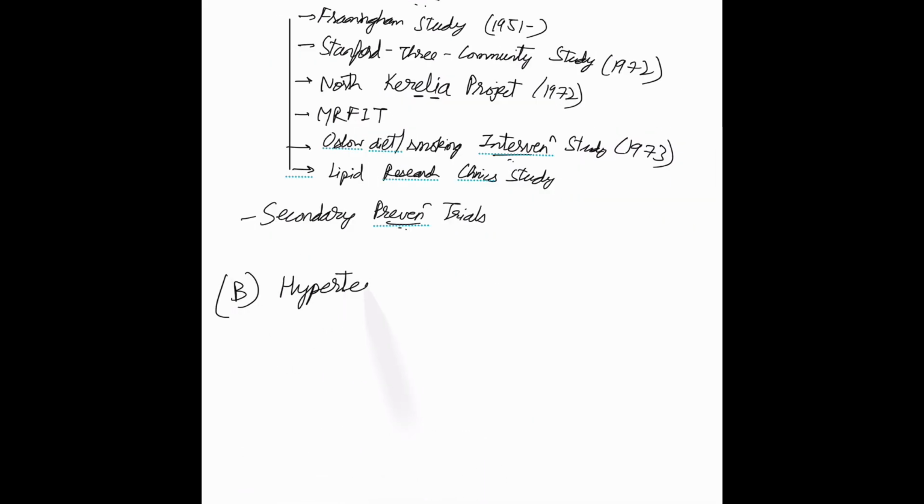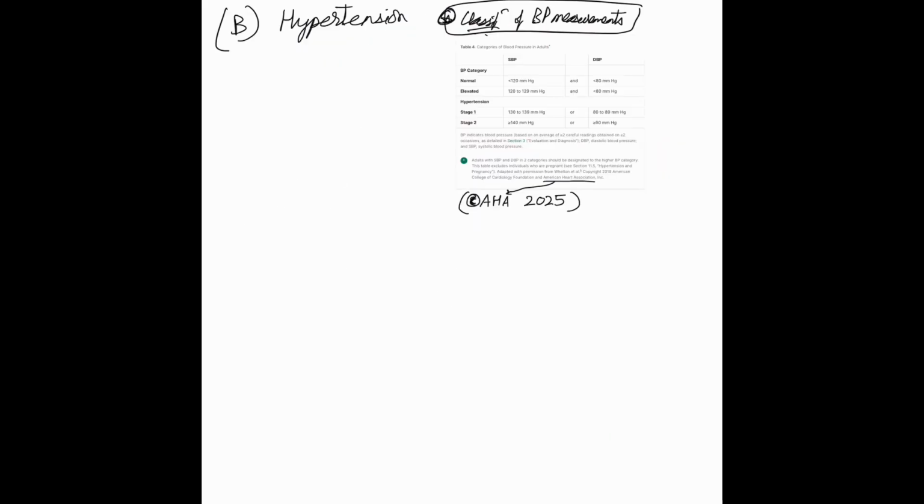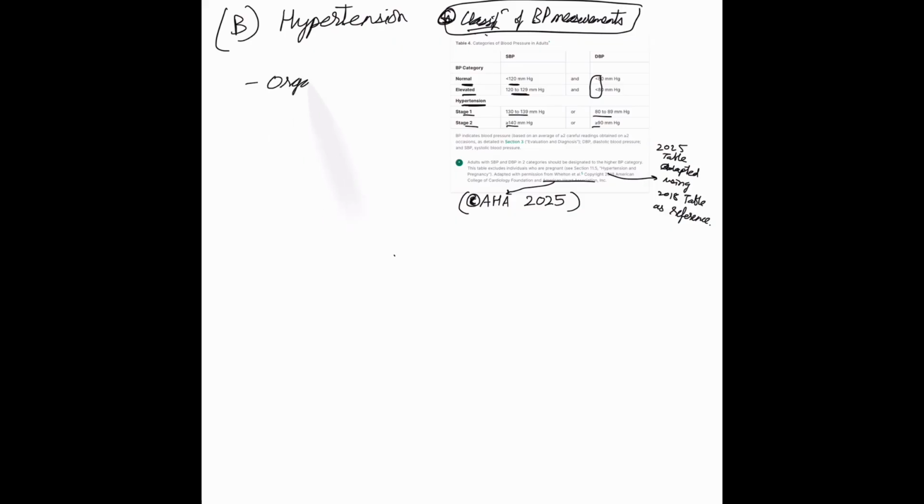Now we move on to our next CVD, that is hypertension. So it's very important to know the classification of BP measurements. It's asked in and out, literally everywhere. So here's the latest classification according to the American Heart Association 2025, which is not the one that's given in PARK. That's why I have attached this here. It's a 2025 table adapted using the 2018 table for reference.